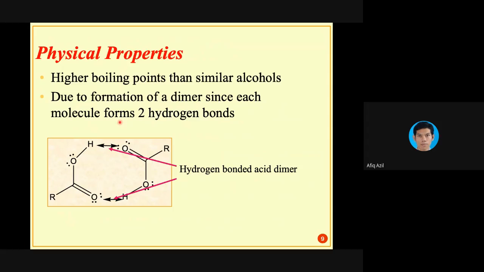So what it means is if you have the same molecules of carboxylic acid, they can form two hydrogen bonds at the same time, and it forms this structure which is called a dimer. Unlike alcohol, which can only form one hydrogen bond with other molecules. But carboxylic acid can form two hydrogen bonds at the same time with another molecule of the same carboxylic acid. Alcohol, only one.